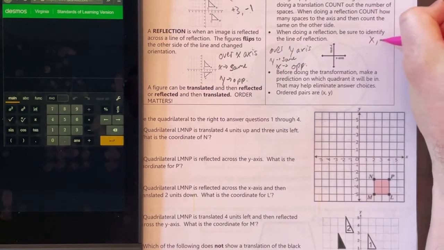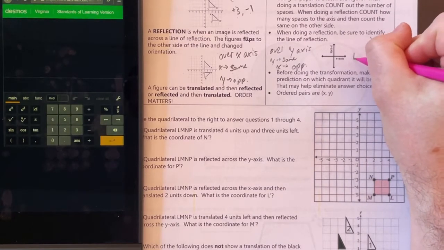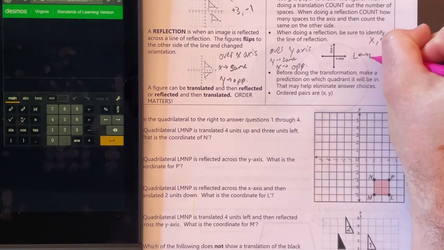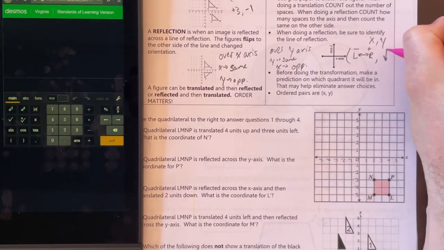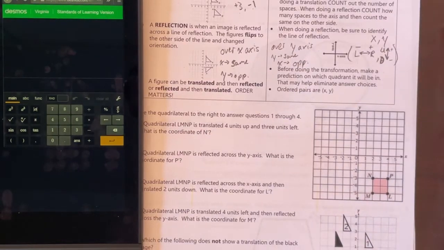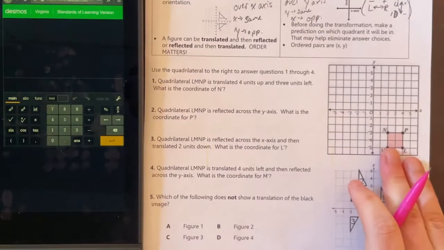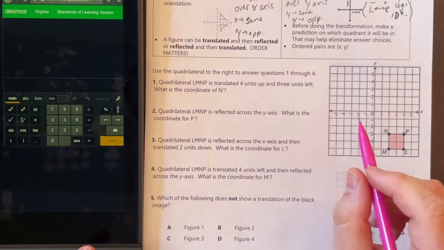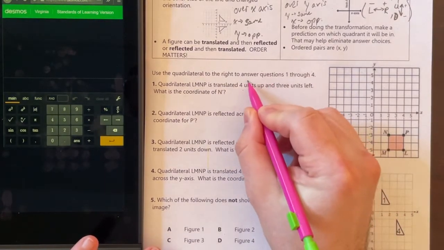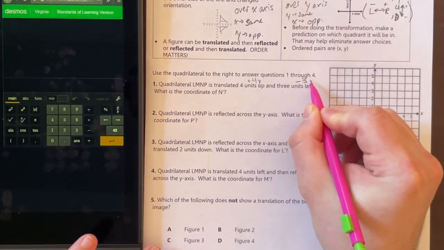So again, you have an ordered pair x and y, and the keywords that go with that: left and right for your x values, which are negative and positive, and for your y values, you have up and down, which are positive and negative. So make sure you're using those keywords. So for this, we have 4 up, so that's going to be plus 4 to the y, and we have 3 left, which is going to be minus 3 to the x.